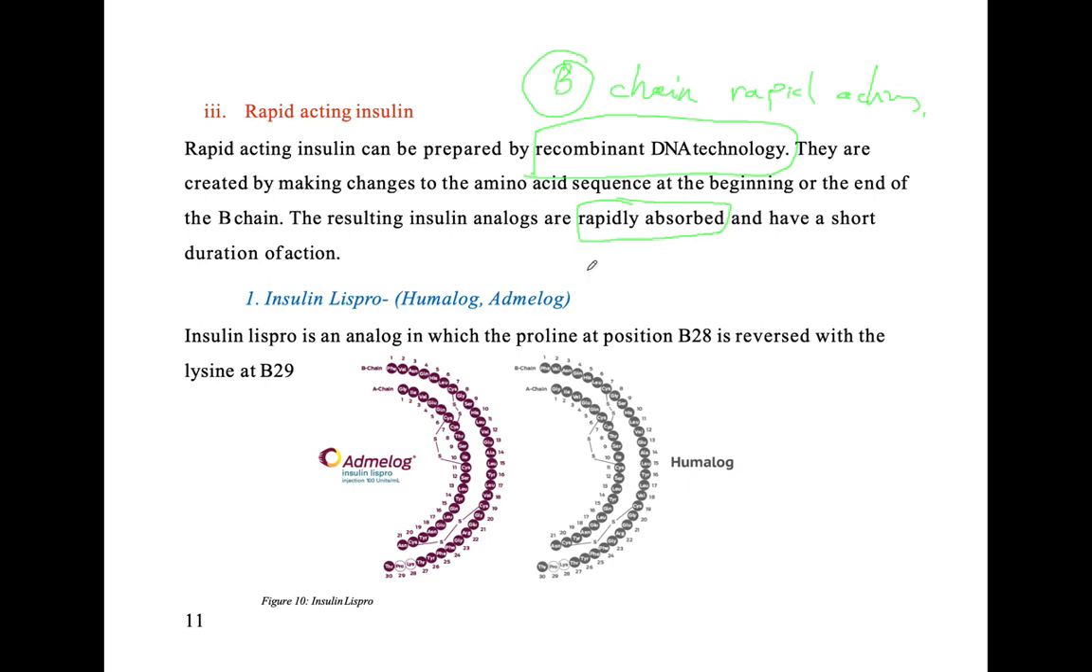First analog in the rapid acting insulin is insulin lispro. This is an analog in which the proline at position B28 is reversed with the lysine at position B29. Okay, so proline and lysine are reversed, then it gives you the insulin lispro.